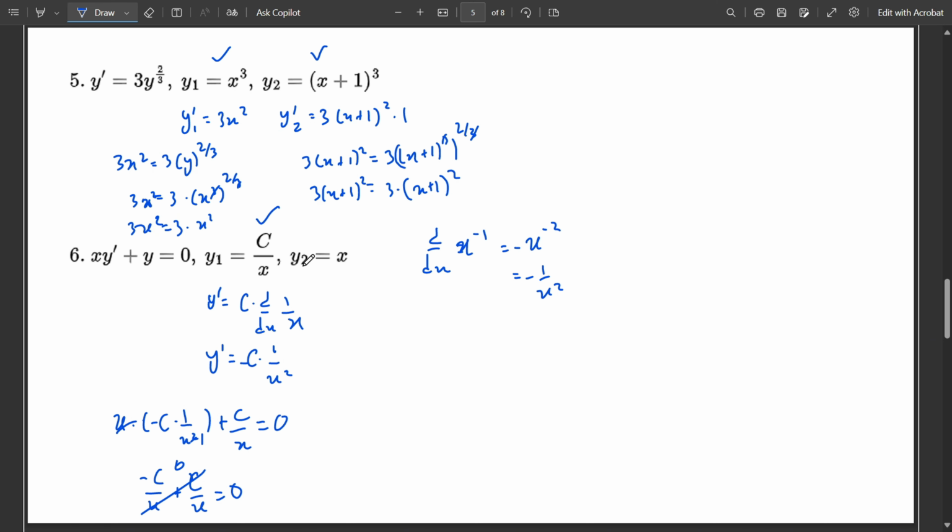And next we have y equals x, y prime is just 1. So substituting into the differential equation, we have x times 1. Y prime equals 1. Plus y, which is just our x. Does that equal 0? No. This equals 2x, which is not equal to 0. So this is not a solution.